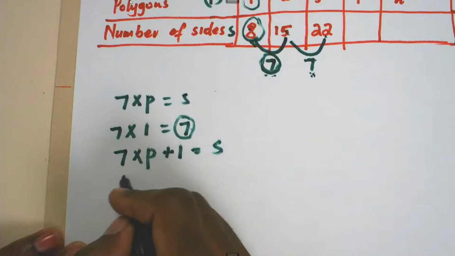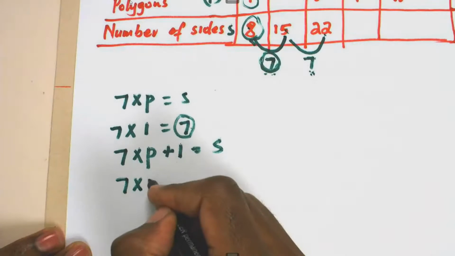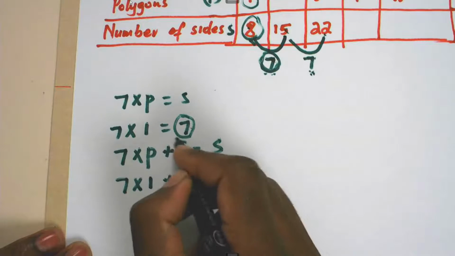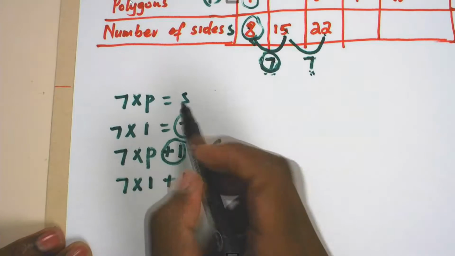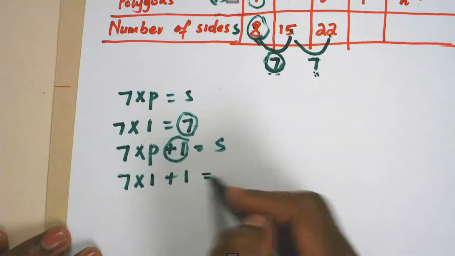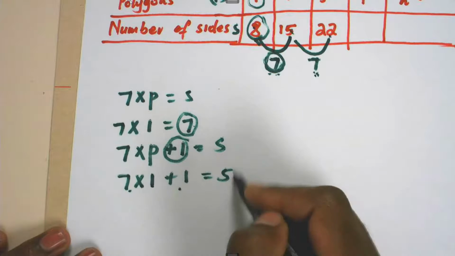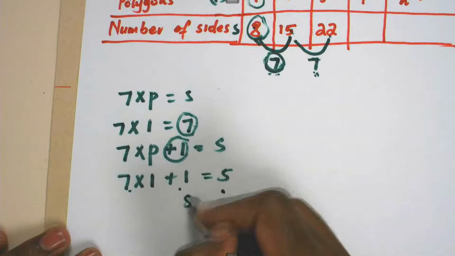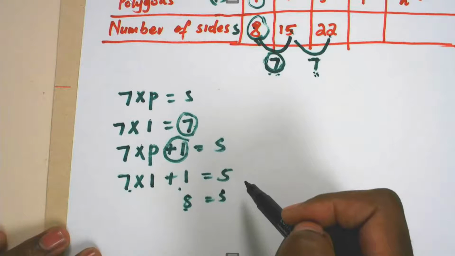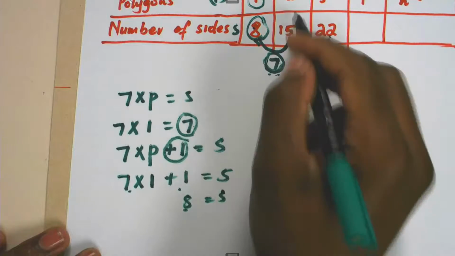We say, okay, 7 multiplied by P. P in this case is 1, which is the number of polygons, plus this 1. This 1 is the one that we just added so that we can see whether it works. We are testing it. Now, equals to number of sides. 7 multiplied by 1 is 7, plus 1 equals 8. So, is the number of sides equal to 8 in this case? Yes, it's correct. But before we conclude that this is correct, we test again on the second one.